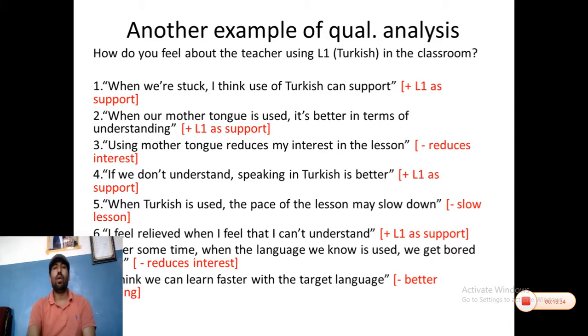So these responses are coded like this way. First one is L1 as support. Second one is coded as L1 as support. Third one is coded as reduces interest. Fourth one is coded as L1 as support. Fifth one, slow lesson. Sixth one, L1 as support. Seventh one, reduces interest. And the last one, better learning. So you can see the theme indicated by the code.